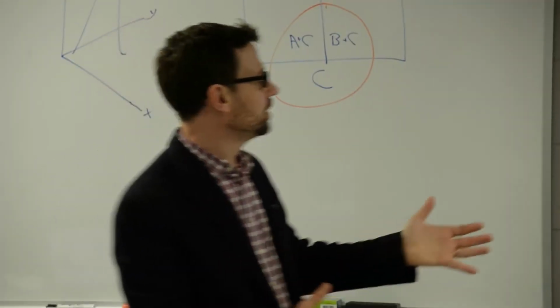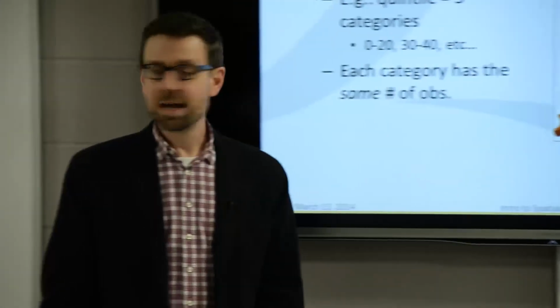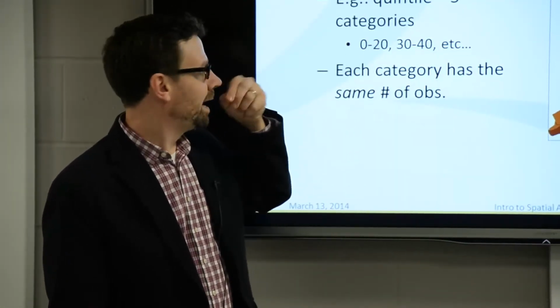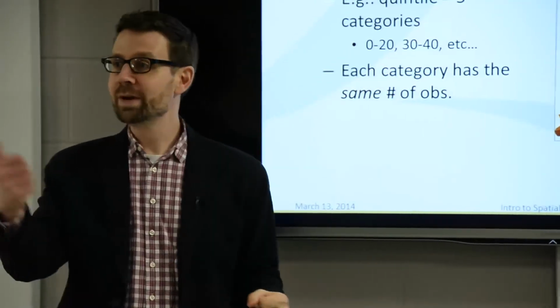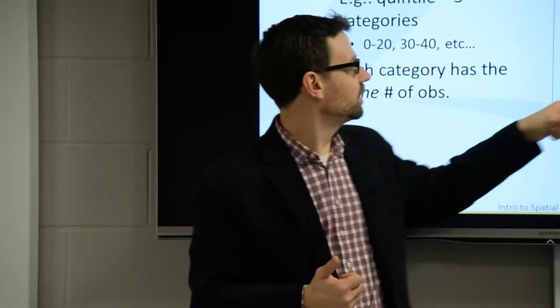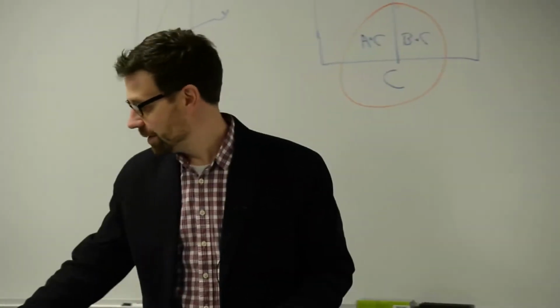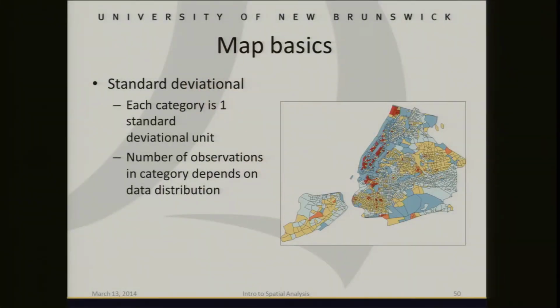How we define these and how we color these can really change our interpretation of the map, right? If I colored these 0 to 20, so that was less poverty, green and I colored the high poverty red, it would look much different and have a whole different visual display. We can also look at it as a standard deviational.